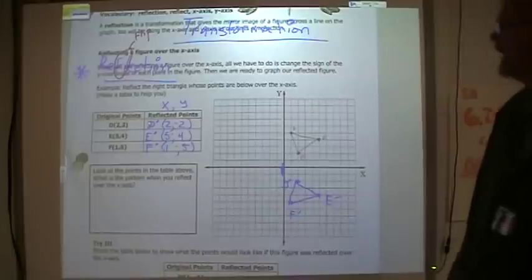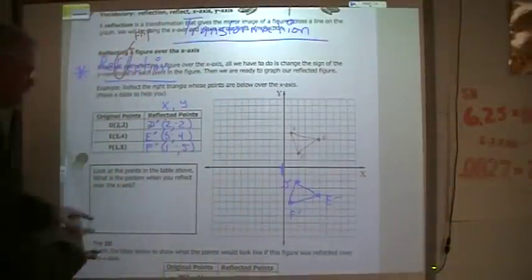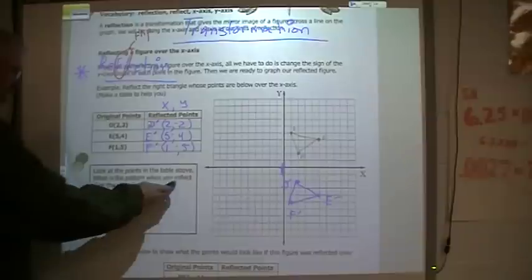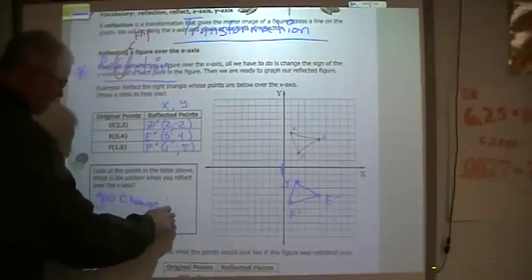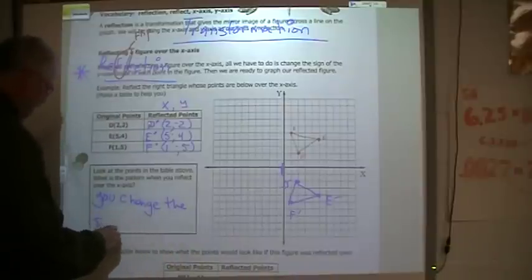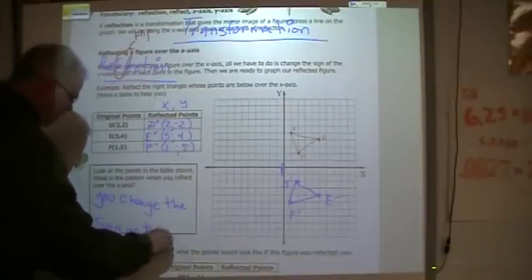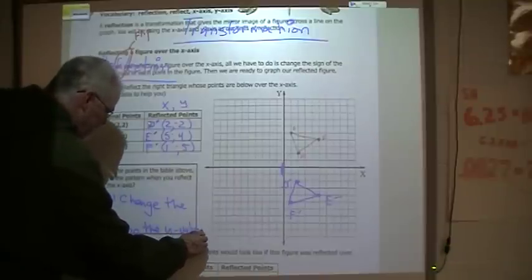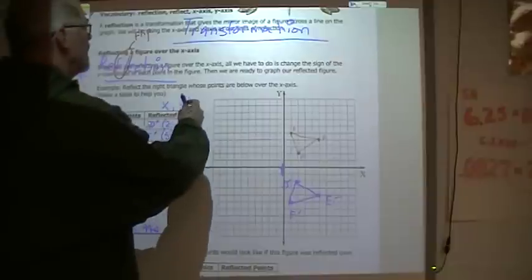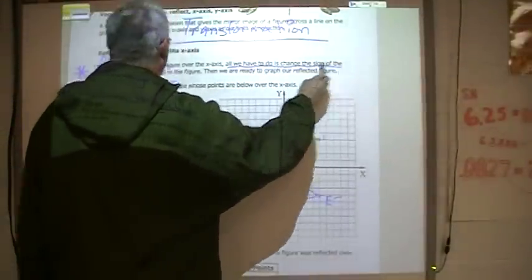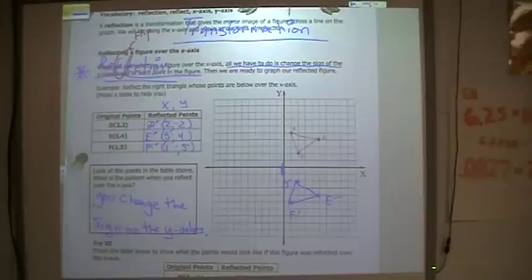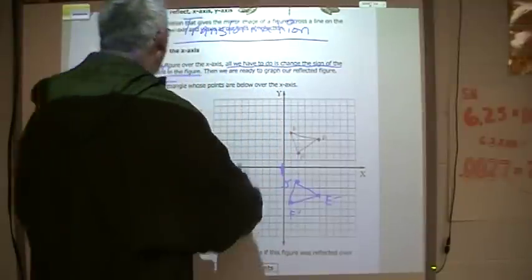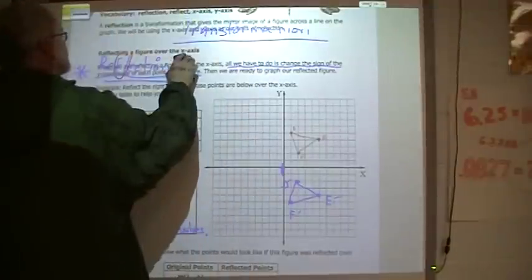Alright? Now look at the points. Look at the points in the table above. What is the pattern when you reflect over the x-axis? You change the sign. And it tells you here, all we have to do is change the sign of the Y coordinate, right? If you're flipping over the X axis. Any questions on that? Of course not. You're not here to ask them. Okay. Let's do one more. I think we have another example on the page. Make sure y'all got it.